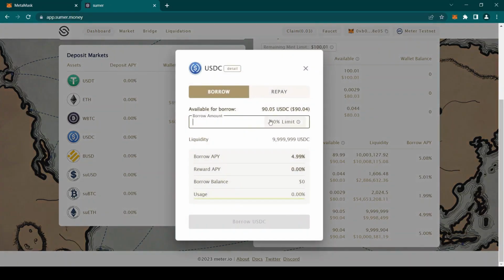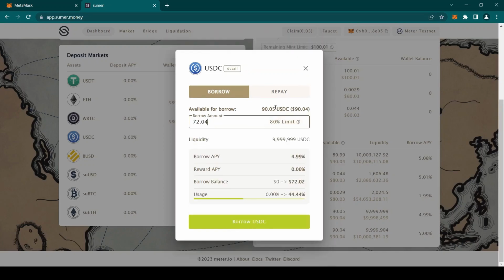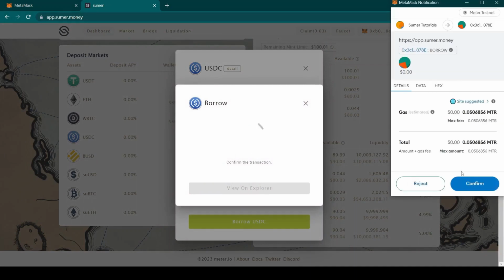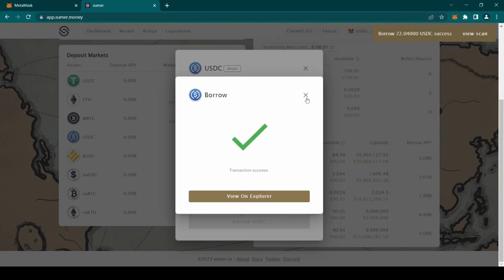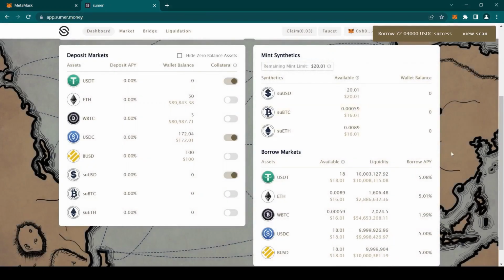We recommend a safe borrowing limit of 80% across all assets within the Sumer lending and borrowing market. Any additional amount borrowed over 80% reduces the health factor of the position and significantly increases the chances of liquidation. We will borrow at the safety threshold of 80% for this tutorial. We have now successfully borrowed USDC at 80% safety borrowing limit from the Sumer borrow market.